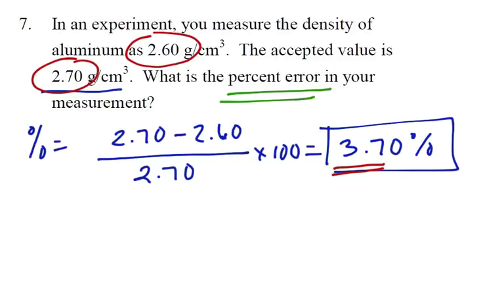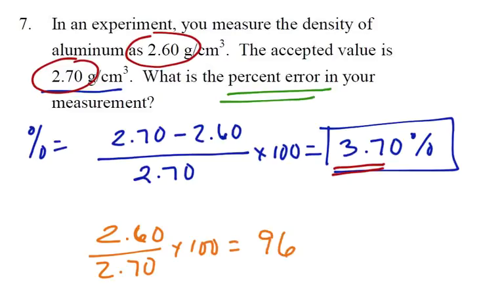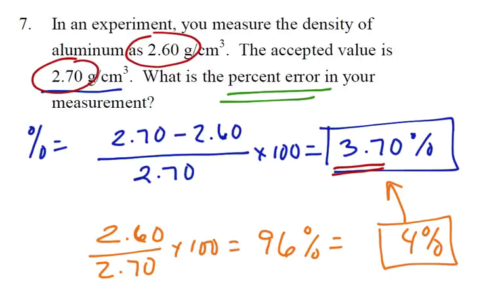Now, one thing I did see a lot of people do, and I'm going to get a different color here, and that is all they did was take 2.60 divided by 2.70 times 100. And that gave them 96%. They're calling that 96%. And so they subtracted that from 100, and they got 4% as their answer.